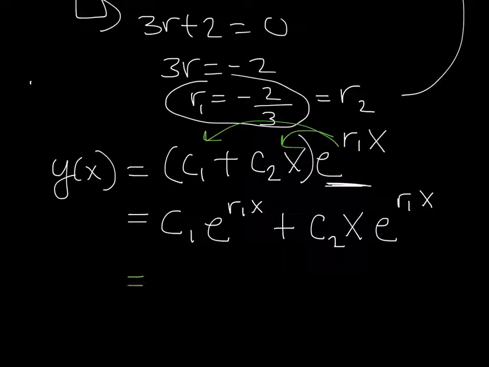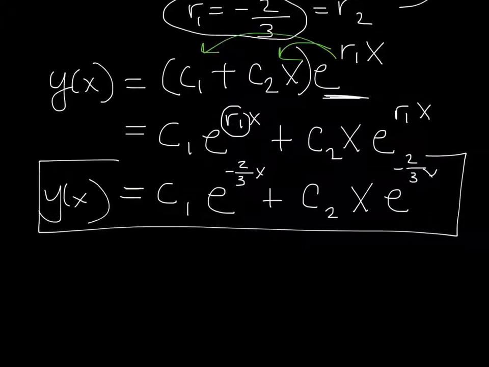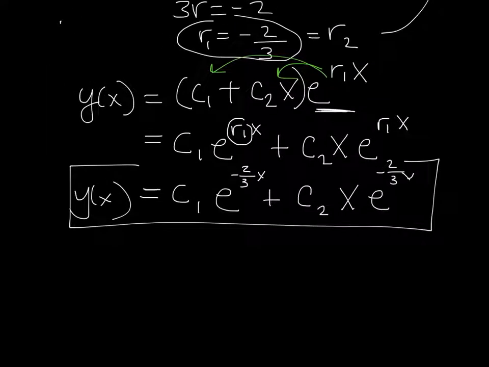Now let's insert our r1 and r2, which are really the same. So C1e to, what's my r1? It was negative 2/3 x, plus C2 x e to the negative 2/3 x. This is our general solution, but what I want you to notice is that you have these coefficients, which we're going to find later. Then you have e to the negative 2/3 x here, and then you have it here, but we've inserted a factor of x here.